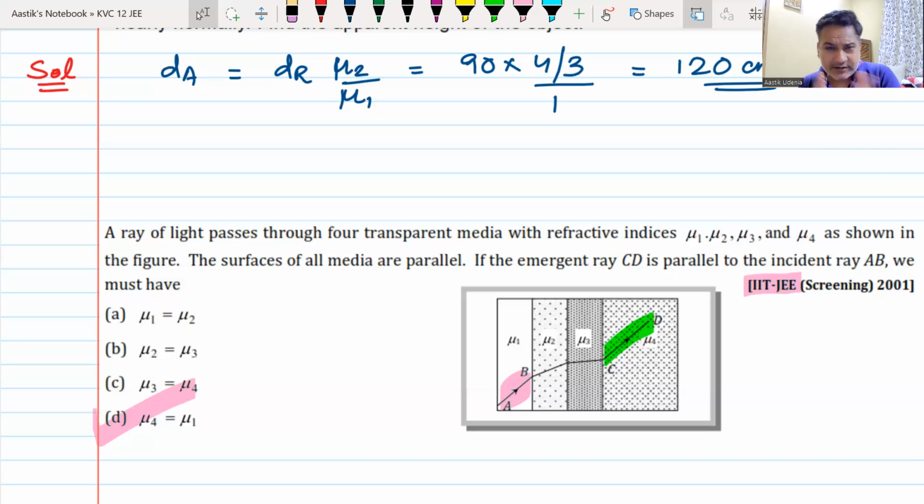Done, sir. Just have to draw the diagram. Just write 4 slabs: mu 1, mu 2, mu 3, mu 4. The incident ray I is parallel to the emergent ray. What is the answer? Mu 1 is mu 4. Got it? Yes, sir. You have to be fast, beta.